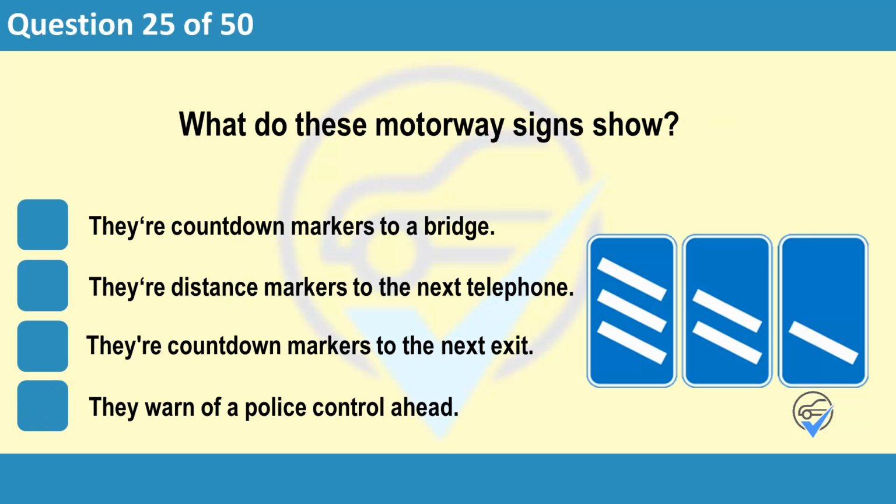What do these motorway signs show? They're countdown markers to a bridge. They're distance markers to the next telephone. They're countdown markers to the next exit. They warn of a police control ahead.